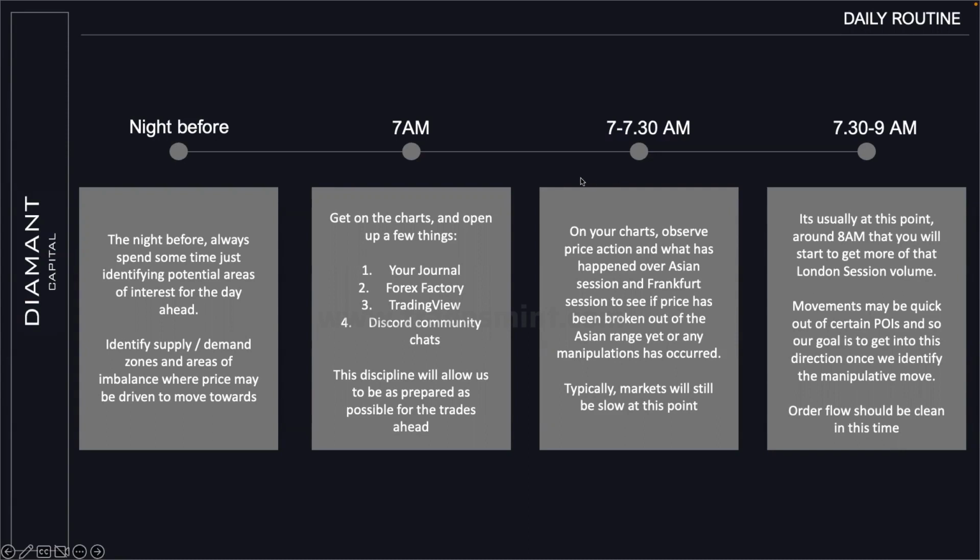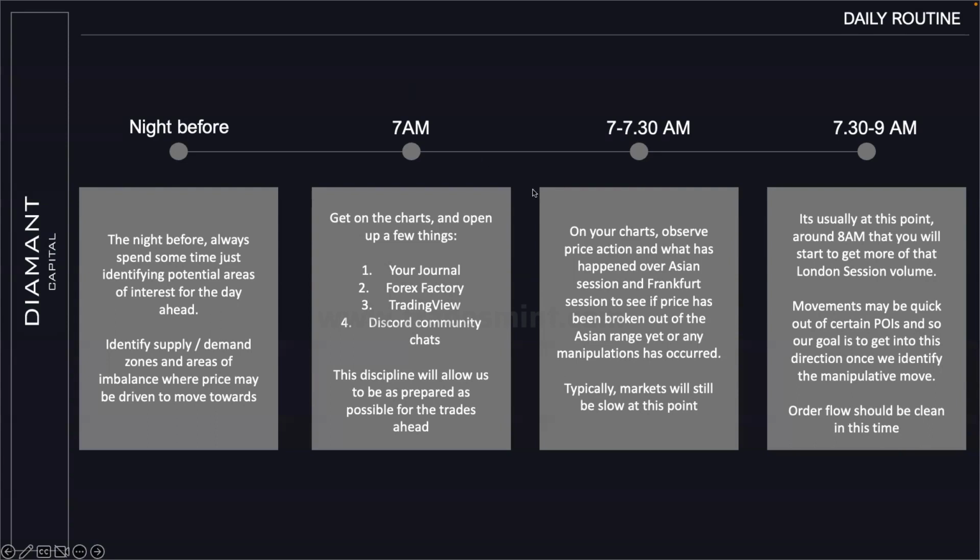Then, just as a reminder as well, this is all going to be UK time. So please do convert it into your own time zone and just see how that applies to you. But this is going to be pretty much for all of the UK sort of traders out there. I do live in London, so this is the times that I go with. Wake up at 7 a.m.